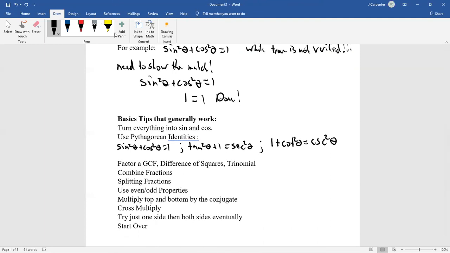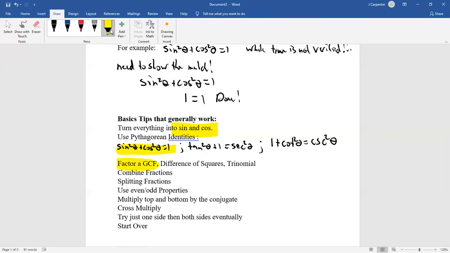My favorite out of this list is to turn everything into sine and cosine. I do that 98% of the time for my problems. When you do that, you don't even have to know these other Pythagorean identities because you're only going to see sines and cosines, so you really only have to know that one. Remember that I said that instead of memorizing the second and third, you can develop them by dividing by sine squared or cosine squared on both sides of the first equation.